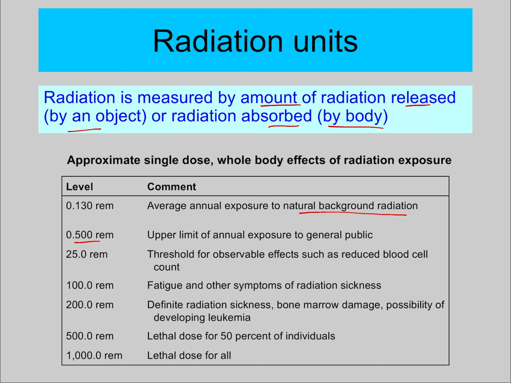You don't start to see observable effects until you get to about 25 rem, which is much higher than the upper limit of annual exposure to the general public. And at that point, you'll start to see reduced blood cell counts. So we start to see some effects underneath the tissue. At 100, you'll have fatigue and other symptoms because of radiation sickness. Once it gets up there, you'll start getting bone marrow damage, possibility of leukemia. Then there's a lethal dose for 50% and then a lethal dose for all.